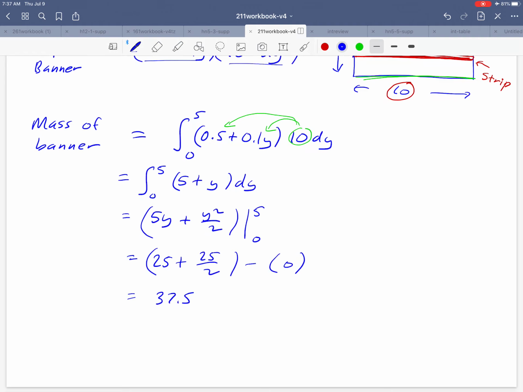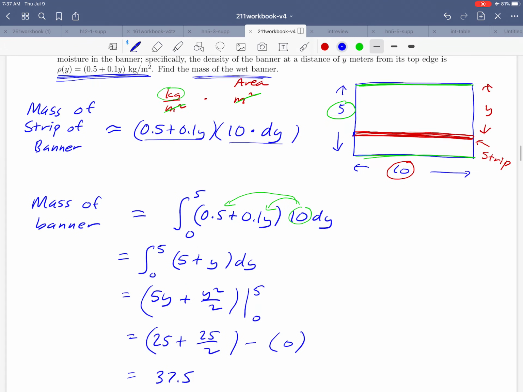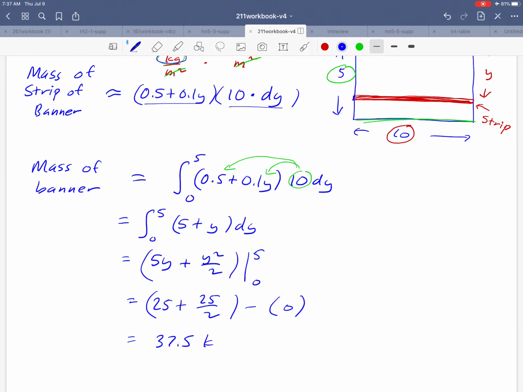And the last question would be, what units are we measuring mass in? Well, our work above tells us. We did a unit analysis and figured out that we're going to get kilograms for our units. And so 37.5 kilograms is the mass of our banner.